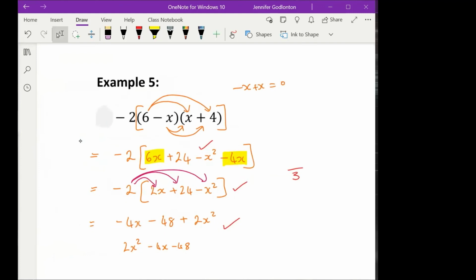Oh, the 48 came from saying negative 2 times positive 24. That's where that negative 48 came from.